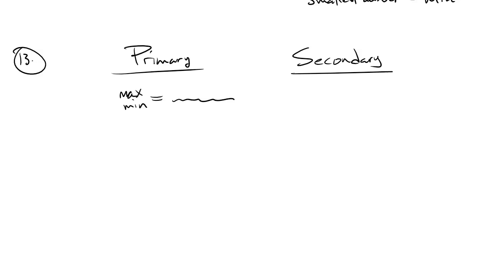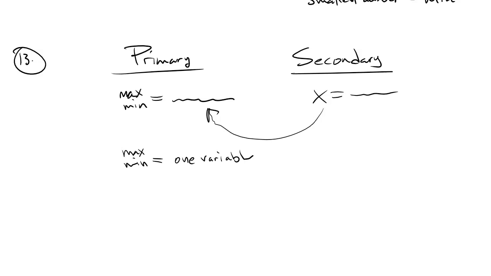So your secondary equation is going to be something or other to replace X or Y. This will get substituted into your primary equation, which will be in one variable. Once it's in one variable, you take the derivative.